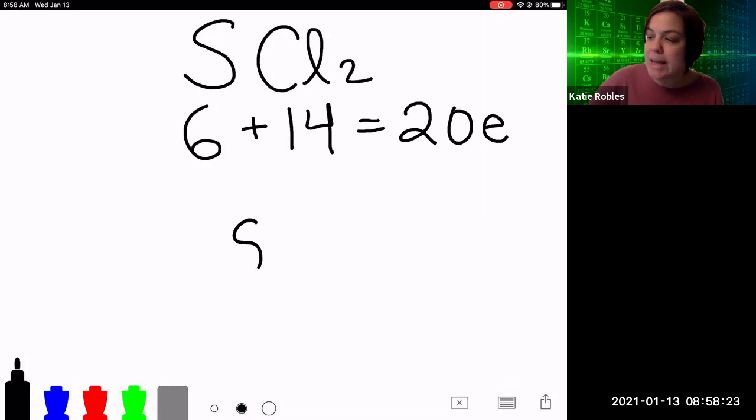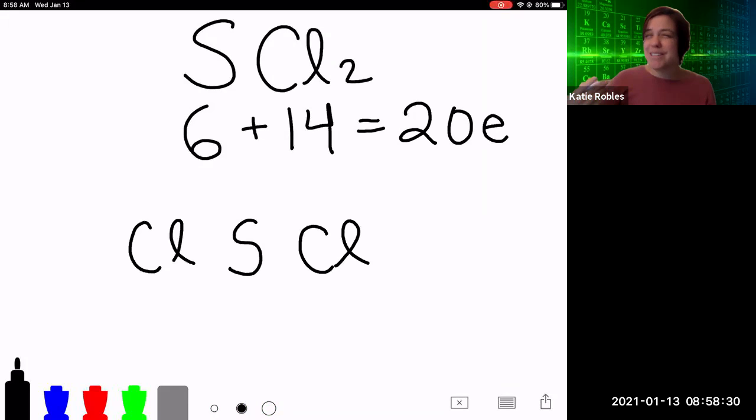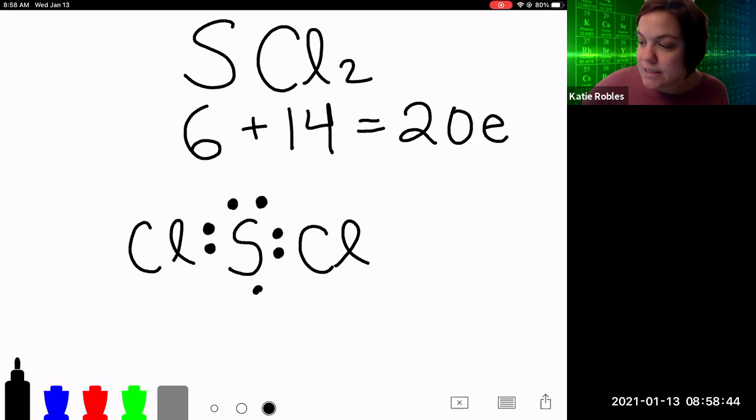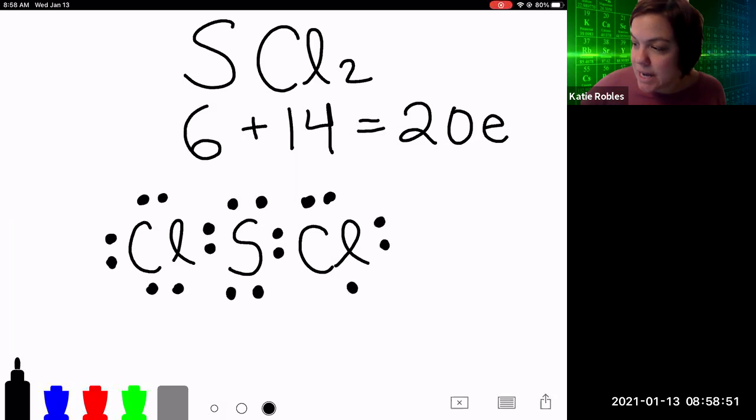So I can put the S in the middle because it's the furthest to the left. Another way I think about it is it has the least amount of electrons or the most bonding sites, with the exception of hydrogens. So again, satisfy the octets. 1, 2, 3, 4, 5, 6, 7, 8, 9, 10, 11, 12, 13, 14, 15, 16, 17, 18, 19, 20. Boom. Now the question was about the shape.